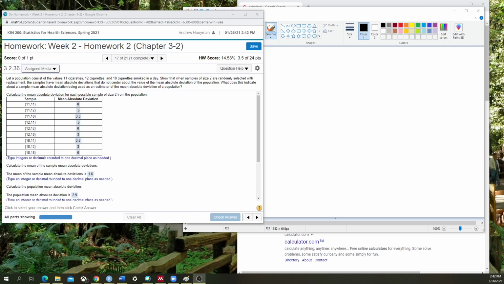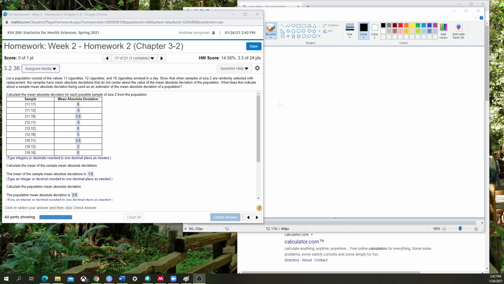Hello class, today I'm going to be walking you through how to calculate the mean absolute deviation for a sample as well as a population. I'm doing this primarily because there's not a good way to do this in StatCrunch or Excel, and this is kind of the most tedious thing you have to do in the course as far as doing math by hand. If you choose to go that route, there are ways to do it within a calculator that are fairly straightforward, but you still have to type in all the numbers and everything.